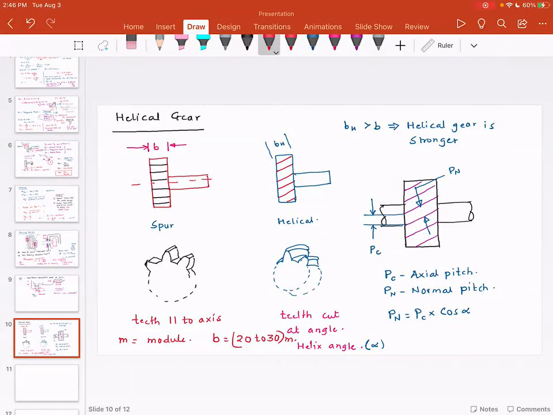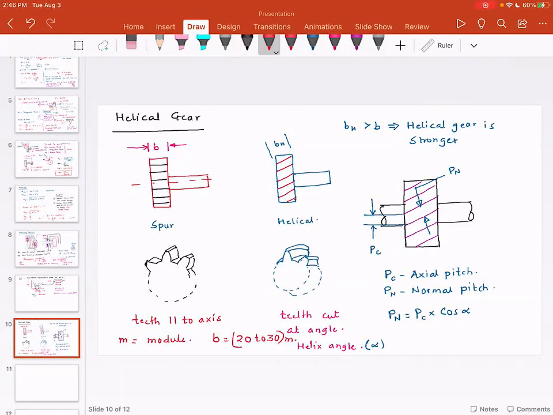Now, what about manufacturing? If you think about it, the manufacturing of a helical gear is not significantly different than the spur gear. And what I would recommend is that in your spare time, you go to YouTube and watch a video on gear cutting. You have a gear cutting machine, a tool, and a blank, and the tool cuts the gear as the blank gradually rotates.